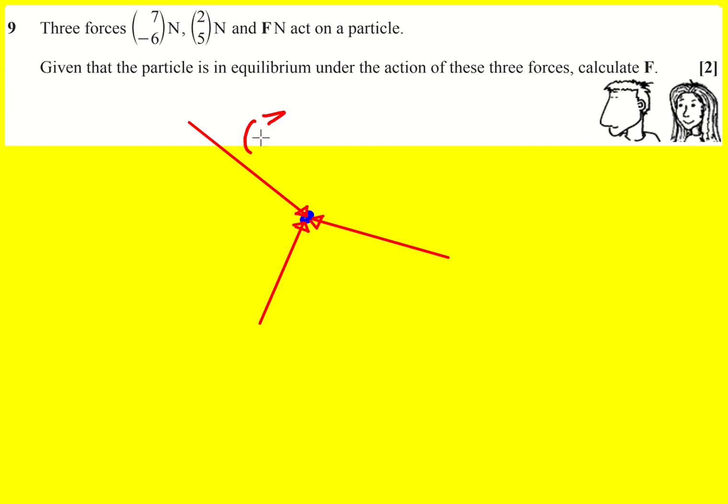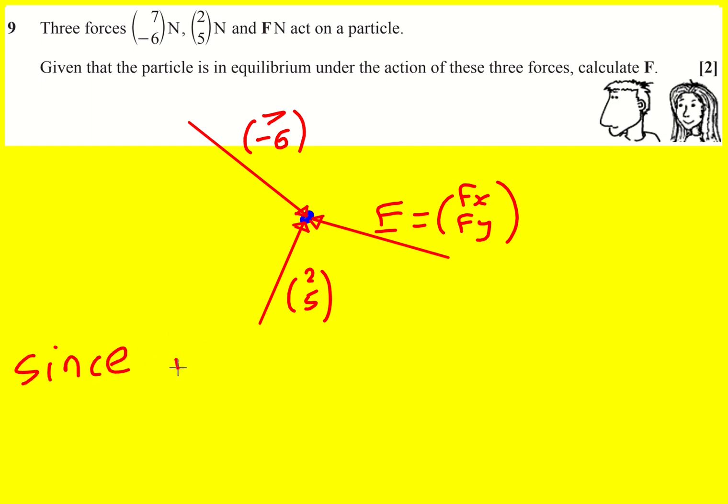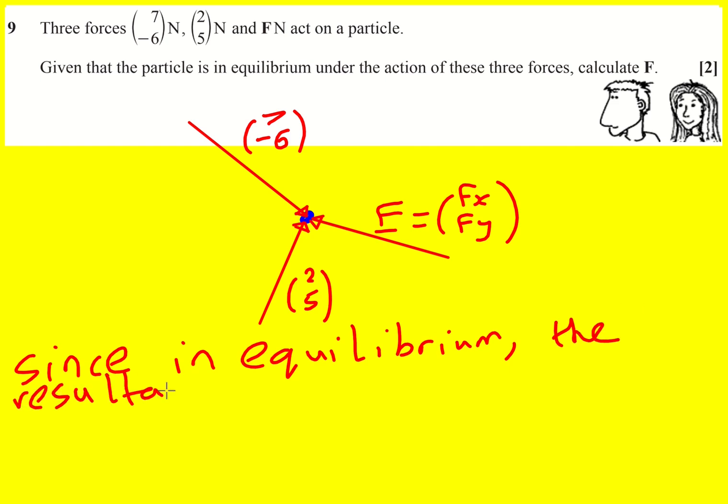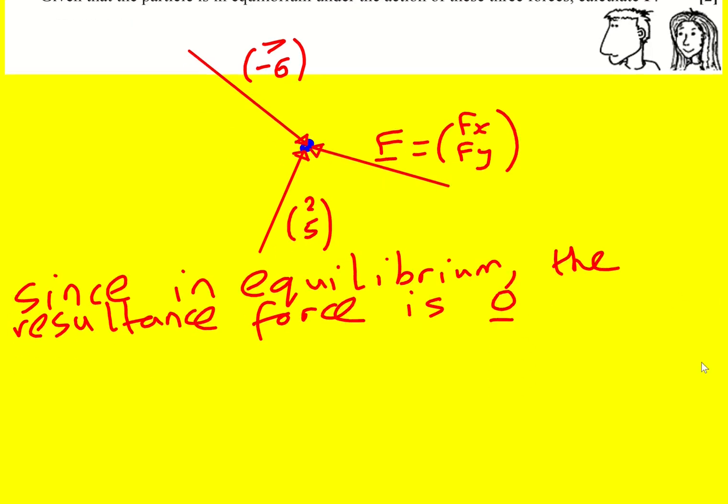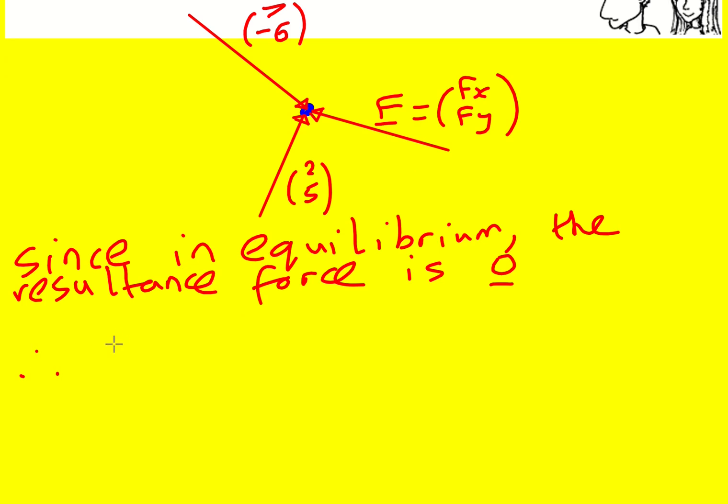So then this is 7, minus 6. This is 2, 5. And this one here is my F, which I'm going to split into Fx and Fy, into its different x and y components. So since in equilibrium, the resultant force is 0, or in this case, the 0 vector. And therefore, we can just add the vectors together.